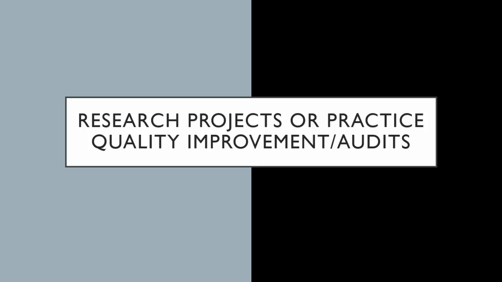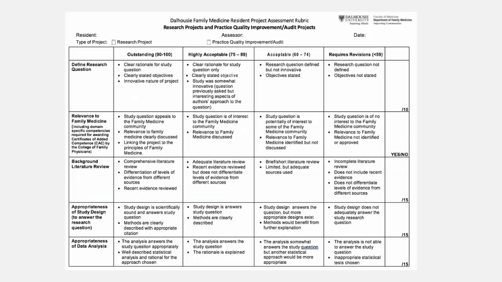So first, let's go have a look at the rubric for research projects or practice quality improvements or audits. So you can see on the rubric there's a spot for the resident's name on the top and your name as the assessor and the date. You can check off if it's a research project or a practice quality improvement or audit project. So on the left, you'll see every row has a specific domain. So defining the research question, you will pick a mark between 0 and 10, because as you can see at the other side, the right-hand column of this rubric, it's marked out of 10.